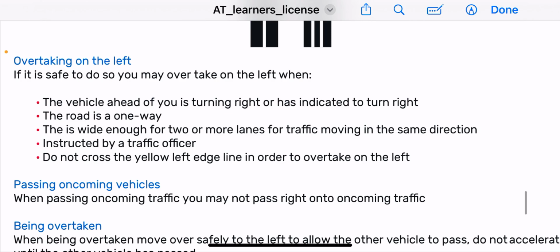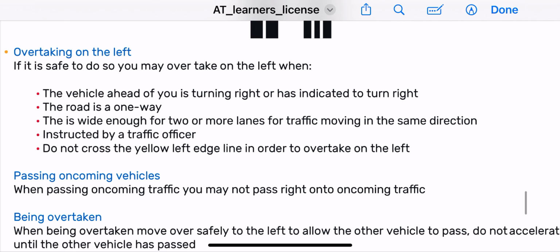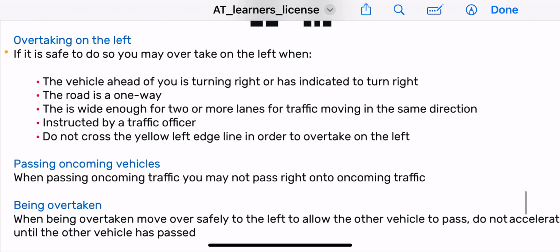Passing oncoming vehicles. When passing oncoming traffic, you may not pass right onto oncoming traffic. You don't drive onto oncoming traffic. No, you are not allowed to do that. When there is traffic coming your way, you cannot drive in that direction facing traffic coming your way. No.